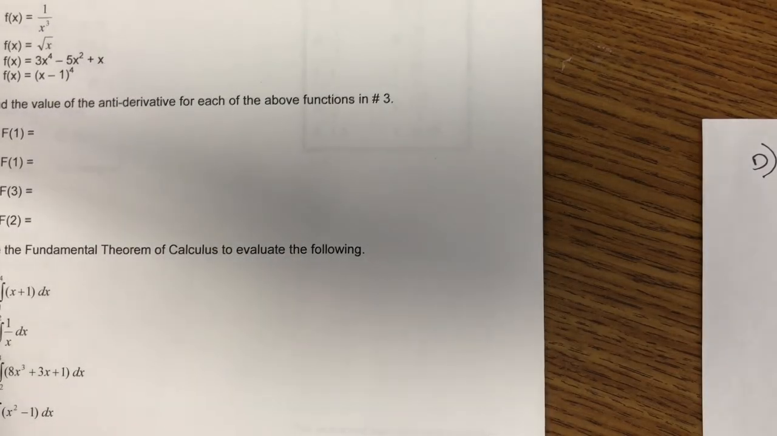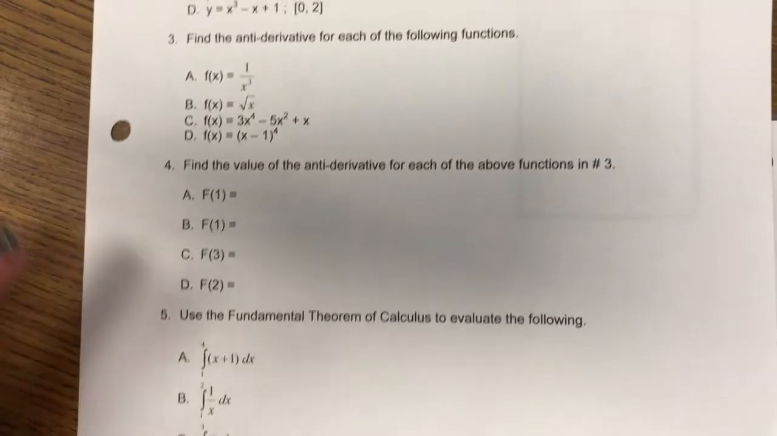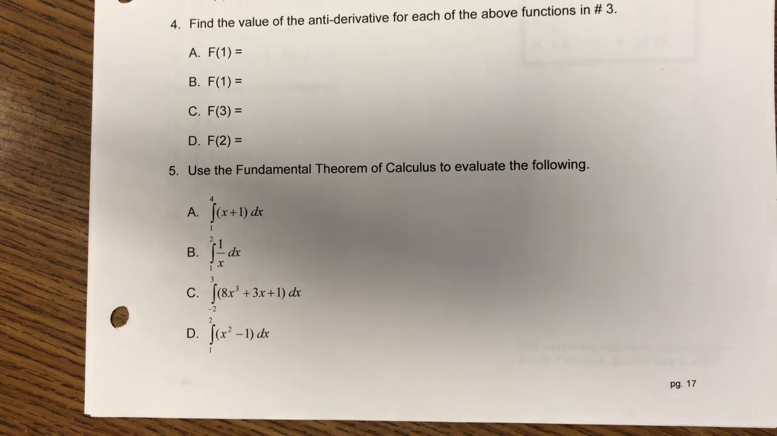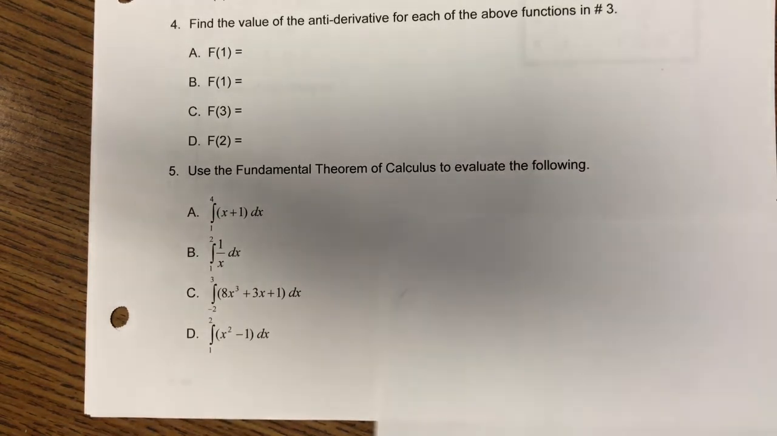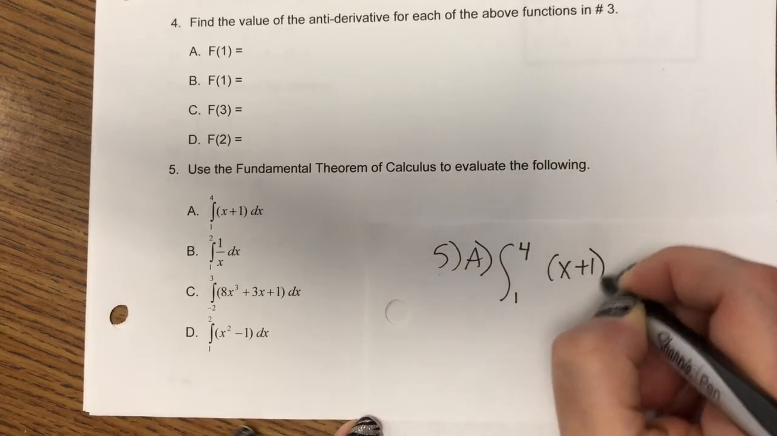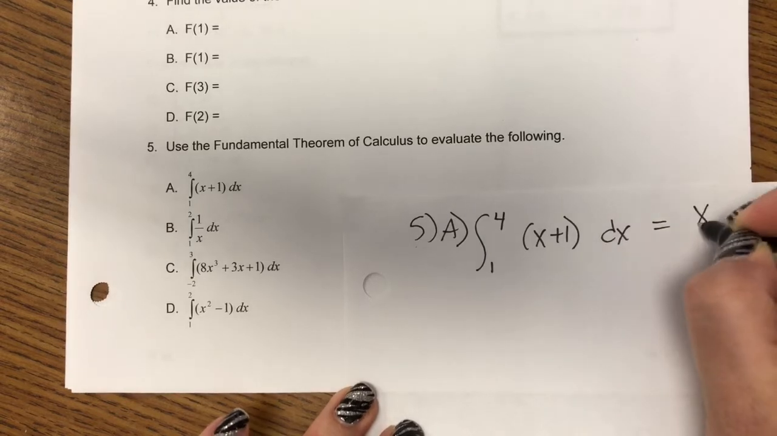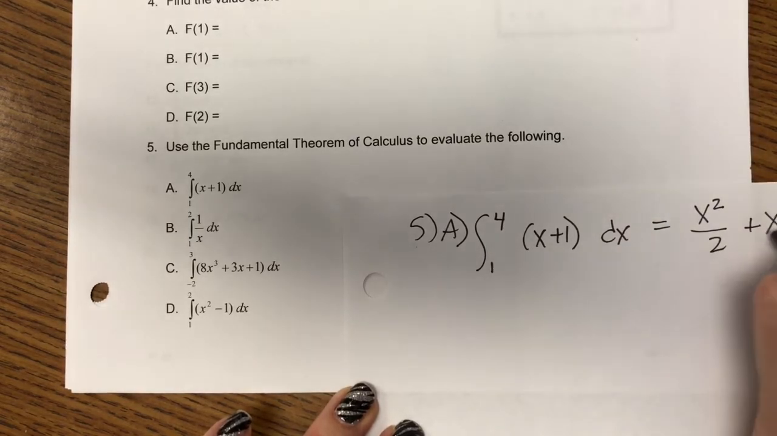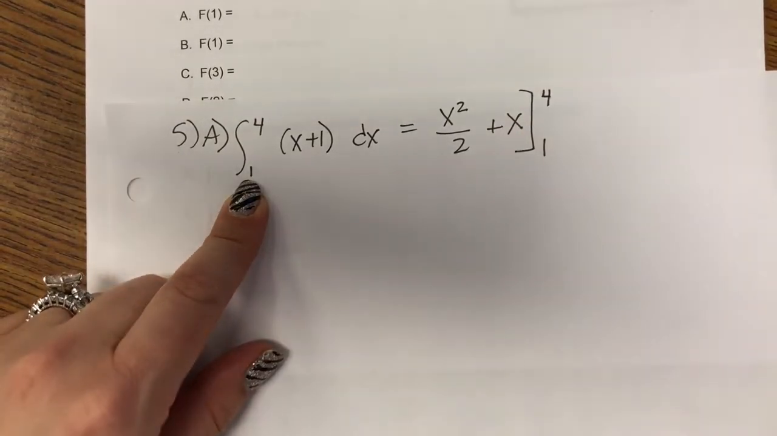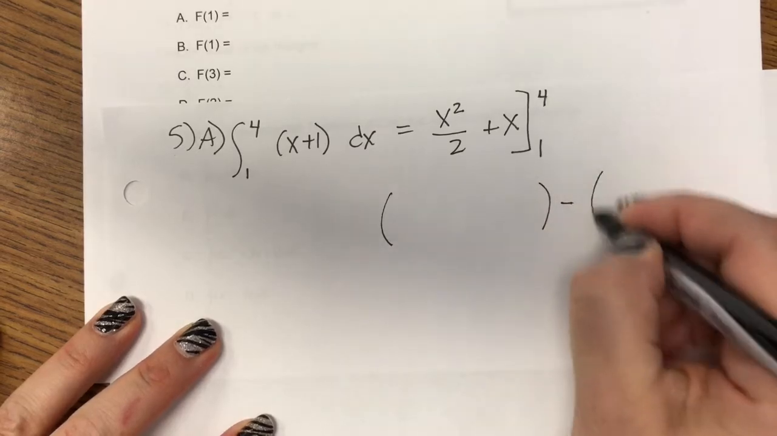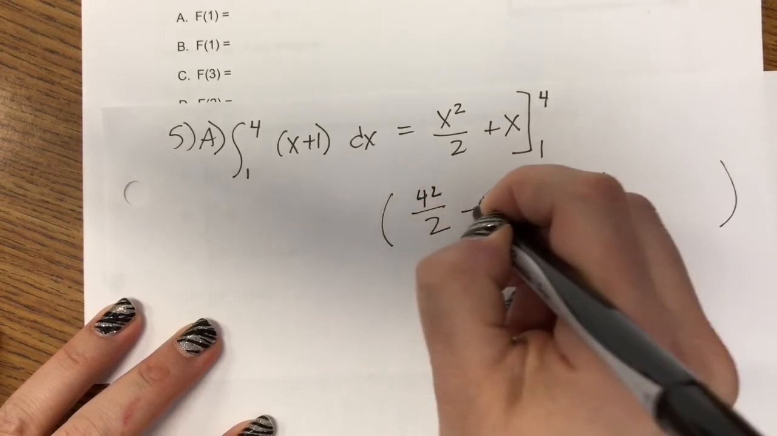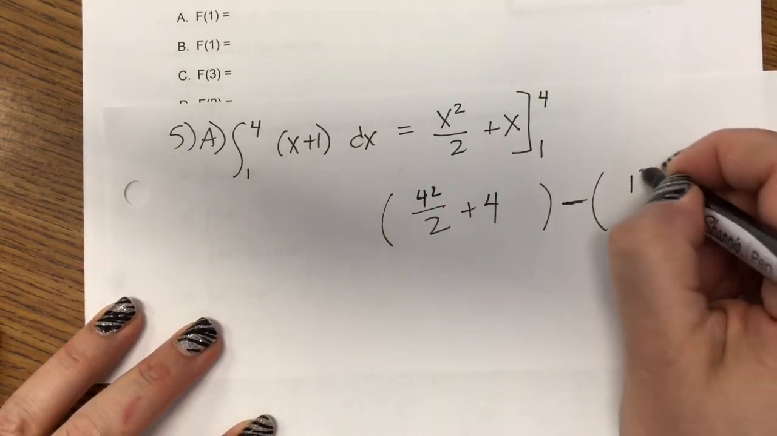And now, the fundamental theorem of calculus. So we have to find the antiderivative, then we have to substitute in the values from the definite integral. So here we go, 5a, integral from 1 to 4. Okay, add 1 to the exponent over the exponent. But I don't have a plus c now. Instead, I do the bracket from 1 to 4. So the fundamental theorem of calculus says we substitute in the top number minus substitute in the bottom number.